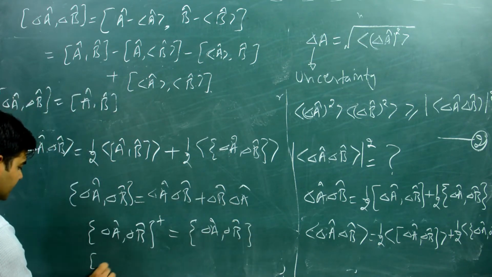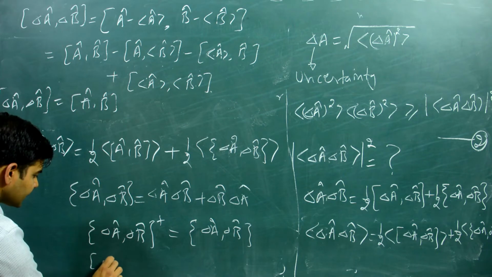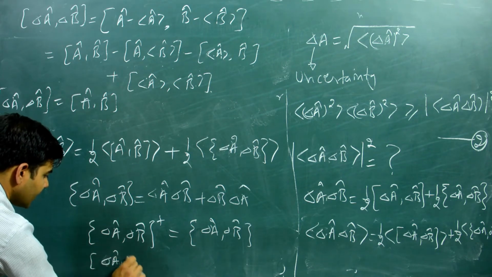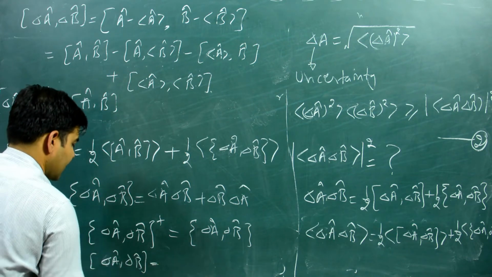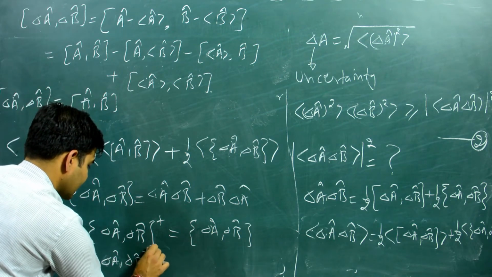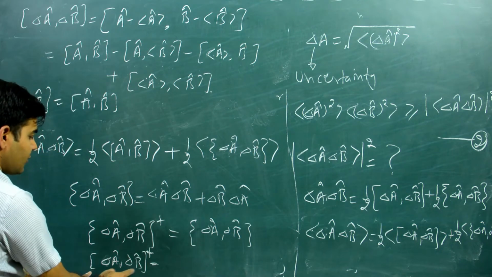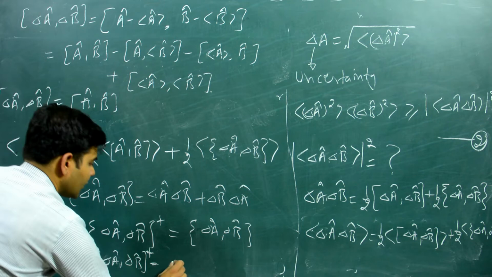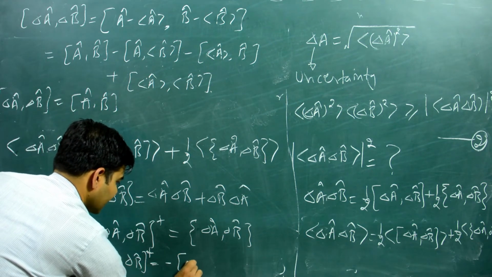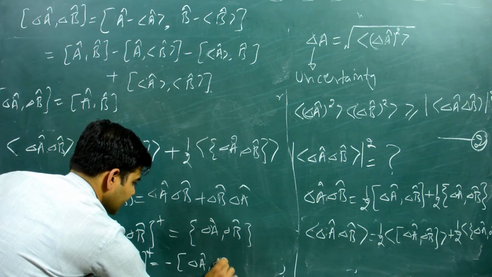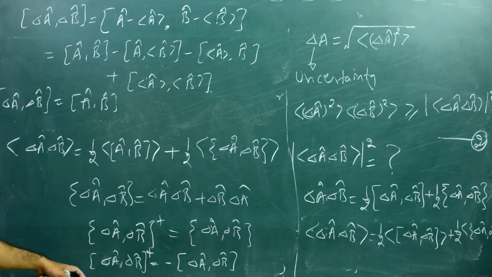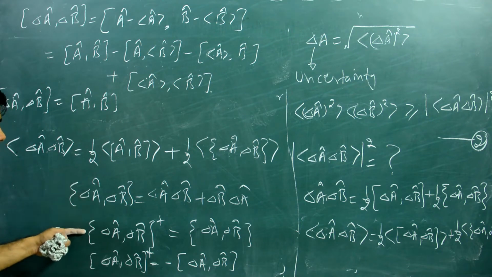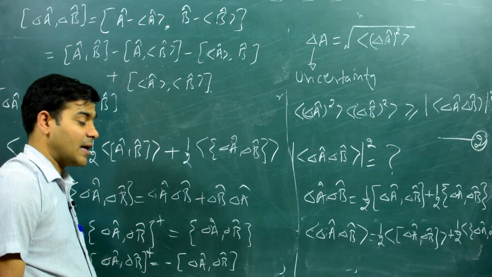And if I take the Hermitian conjugate of this thing, the commutator of delta A hat, delta B hat, which is equal to delta A hat delta B hat minus delta B hat delta A hat, when I take the Hermitian conjugate, it will be minus of the same thing. So in other words, this commutator is anti-Hermitian. Why? This is a Hermitian operator. The anti-commutator is Hermitian and the commutator is anti-Hermitian.